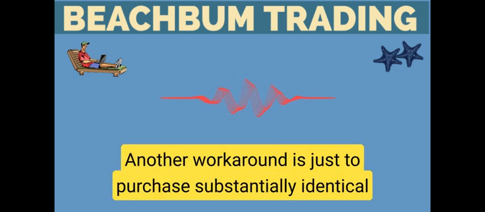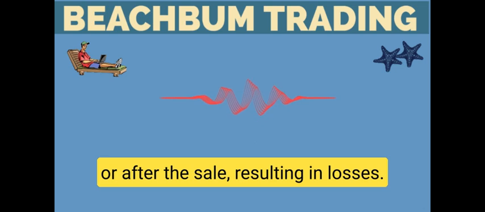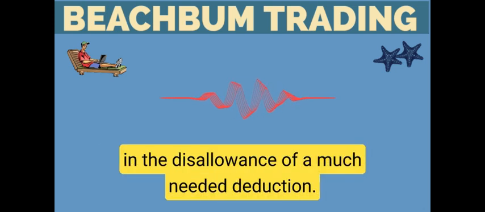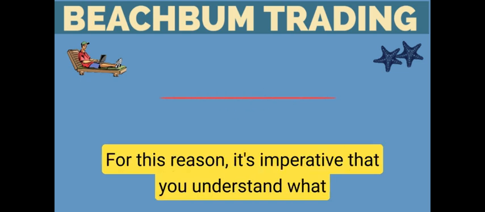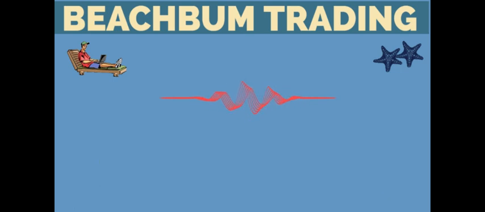Another workaround is just to purchase substantially identical shares outside of the 30-day periods before or after the sale resulting in losses. The bottom line, the wash sale rule can result in the disallowance of a much-needed deduction. For this reason, it's imperative that you understand what is considered substantially identical, and follow the above suggestions to work around the wash sale rule.